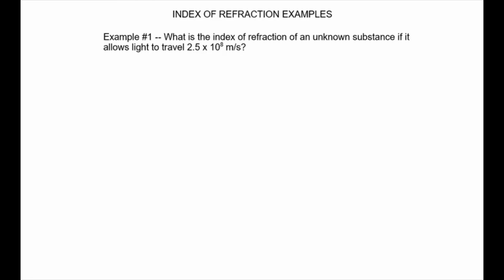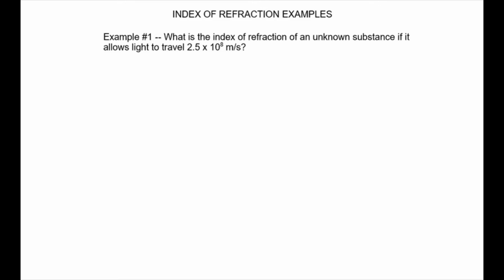Okay, we're going to do quick examples for the index of refraction. Remember that the index of refraction is the ability of a transparent material to bend light. When light hits a new medium at an angle, the speed changes, and when the speed changes, the direction changes. So here's example number one.